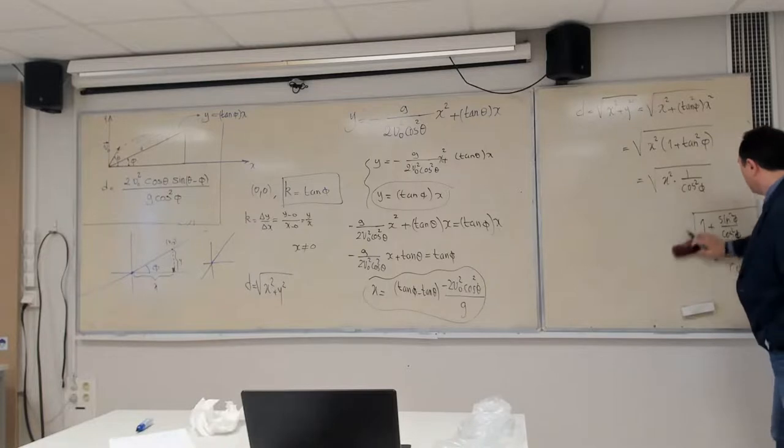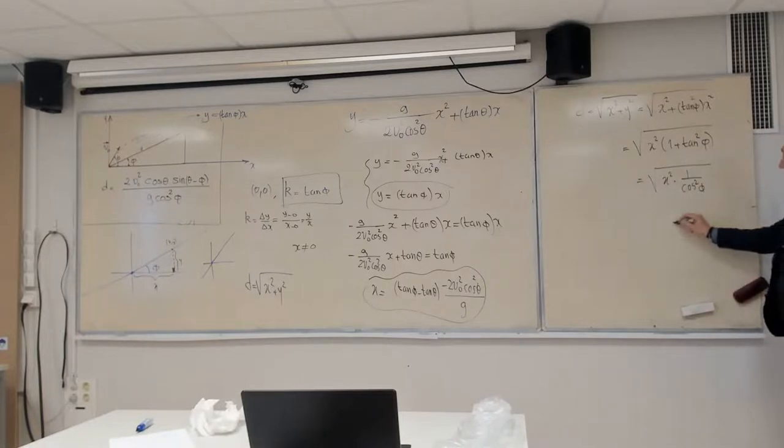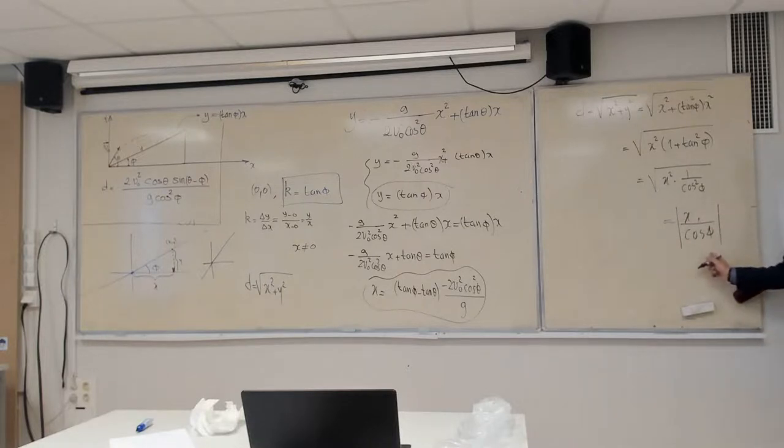Okay, so if you want to do it mathematically, what would be the answer of this square root? Can you tell me? X times the square root of x times x divided by cosine of phi. Mathematically, not 100%. Mathematically, you have to respect and put absolute value. In this context, I don't need absolute value.